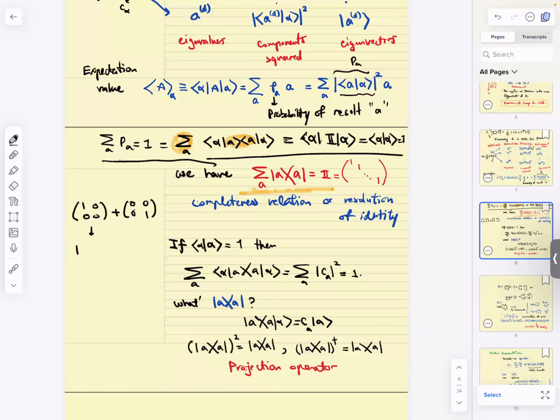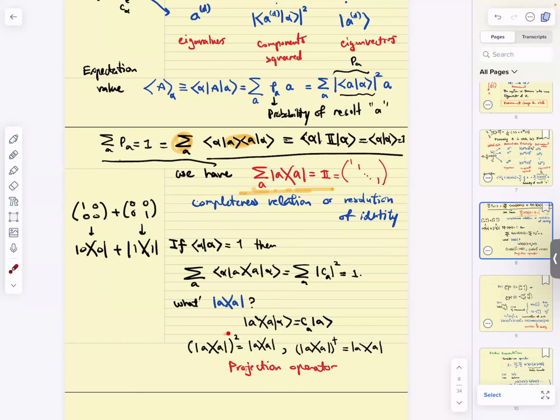This is |0⟩⟨0|, this is |1⟩⟨1|, right? These are projection operators. Exactly what you expect from the notion of a projection. It takes a vector and reads off a component in a certain direction. It projects to a component in certain directions, right? They have the property that they square to themselves and they're self-adjoint.